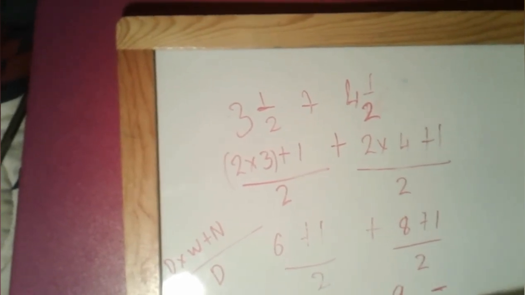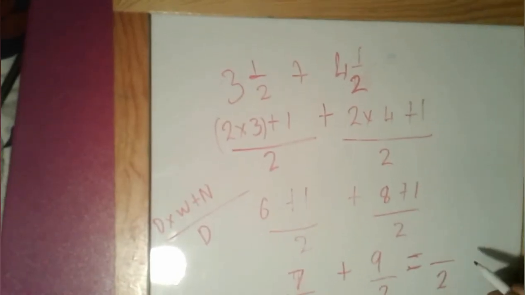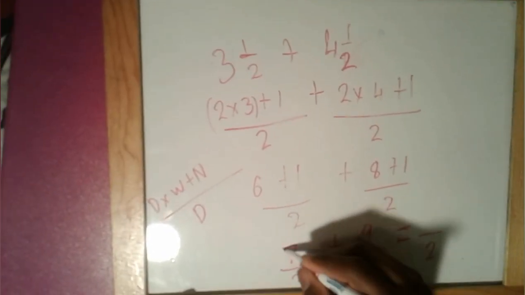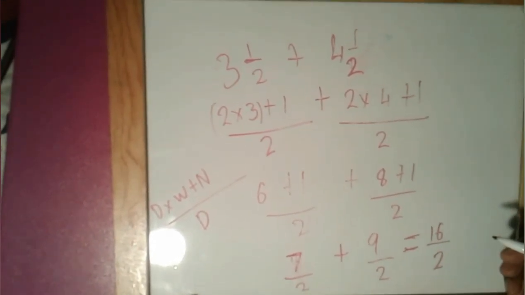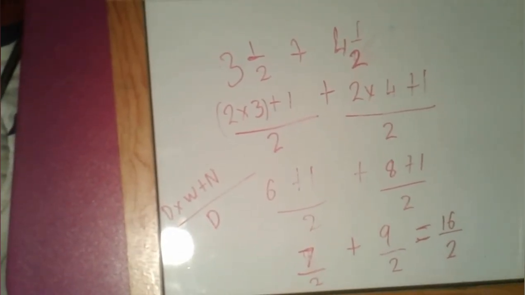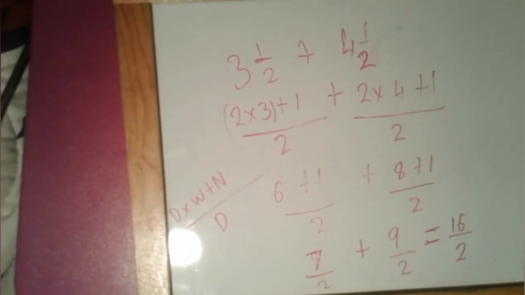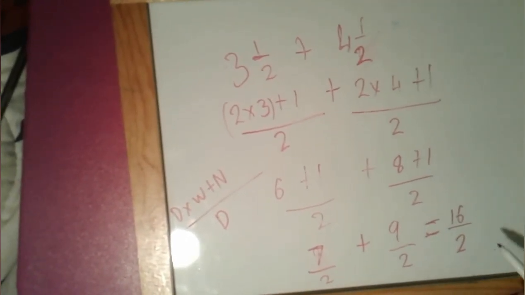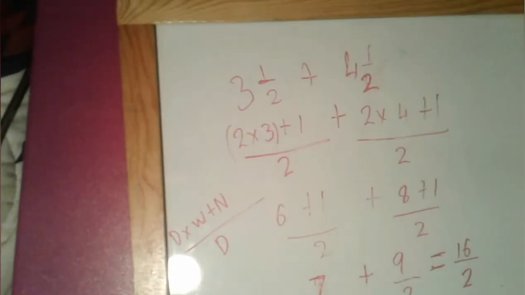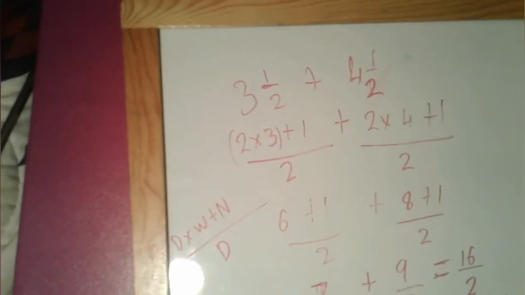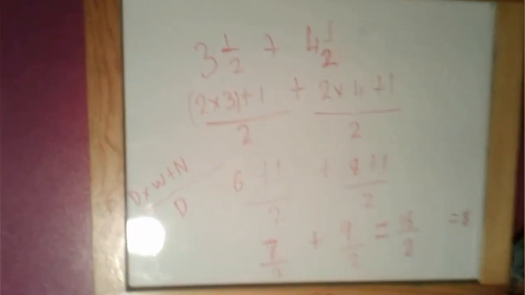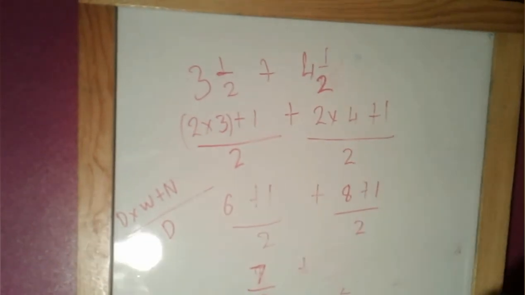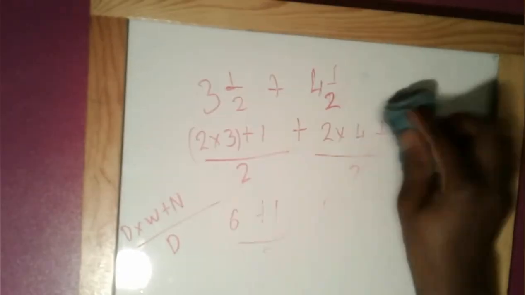So they have the same denominator, so the answer will have the same one. And when you add 7 and 9, it will be 16, and the answer will be 16 over 2, and you can reduce it. If you reduce it, it will be 8. So the real answer is 8. You must reduce it.